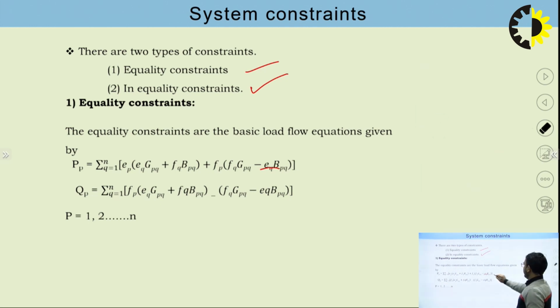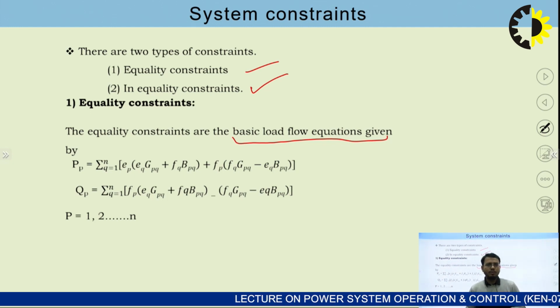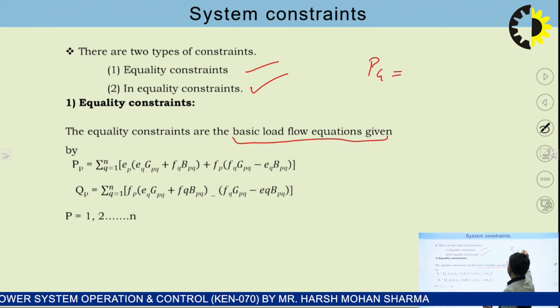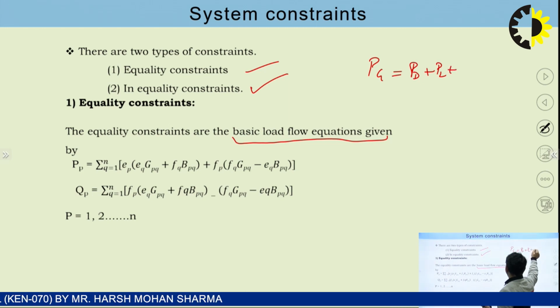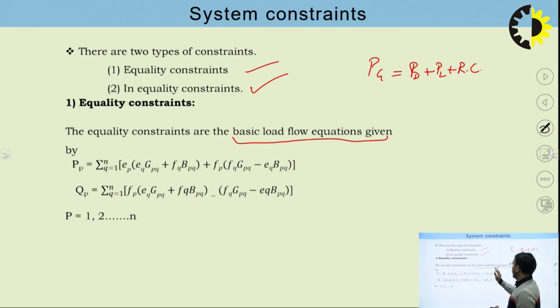The equality constraints are the basic load flow equations. So what is the basic load flow equation? In layman's language, it is actually PG, that is generated power, must be equal to PD plus PL plus reserve capacity. So this is the load flow equation, or we can say the equilibrium equation, that has to be satisfied.